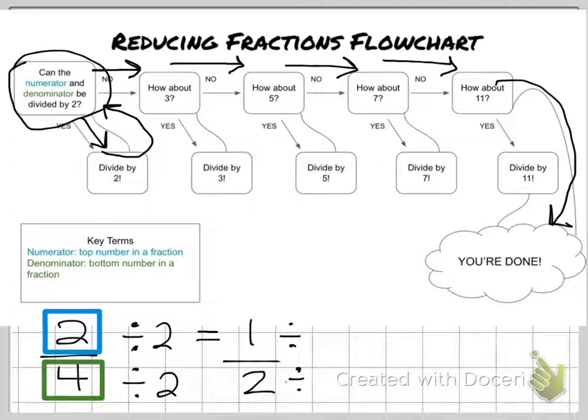So now I know that the most simplified or the most reduced version of 2 over 4 is 1 over 2. So my final answer is 1 over 2.